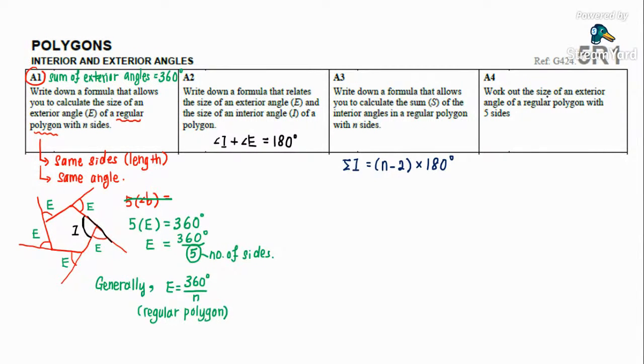Another thing, work out the size of an exterior angle of a regular polygon with 5 sides. So that actually brings us back to A1. If I want to know the size of an exterior angle, I just use the formula 360 divided by the number of sides, which is 5 over here. So we will get our answer, which is equal to 72. Okay, so that is the basic formula for this chapter.